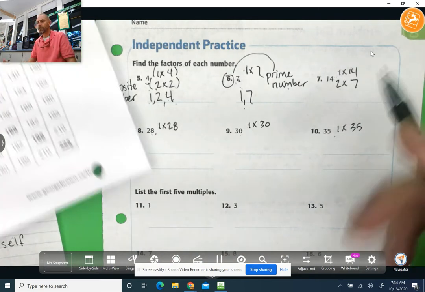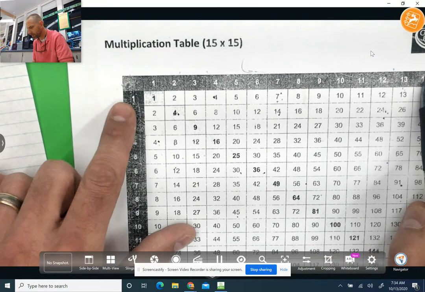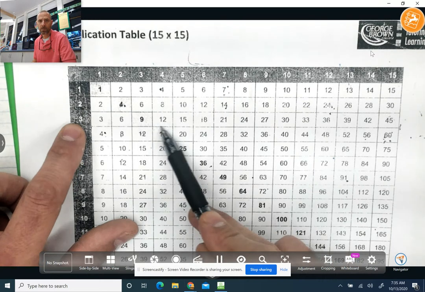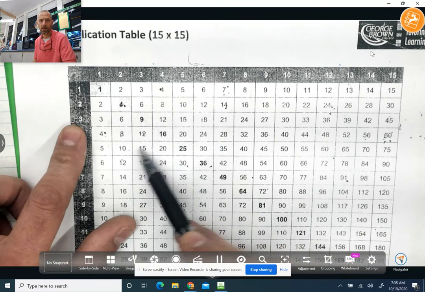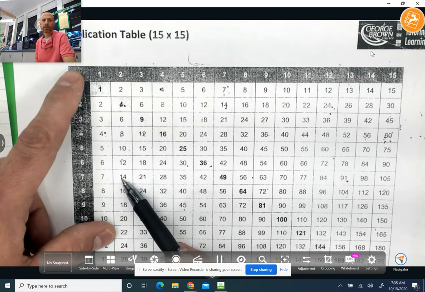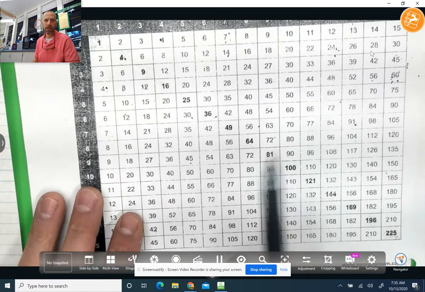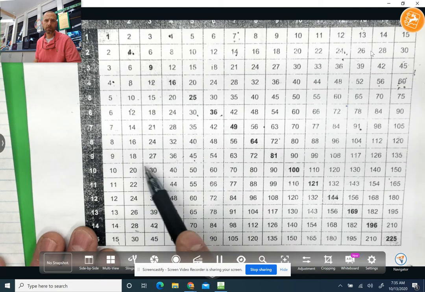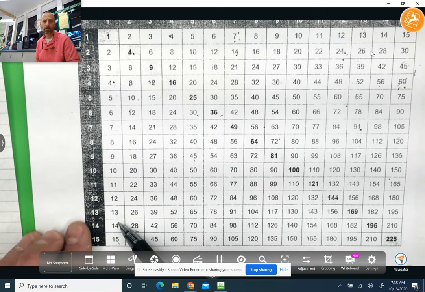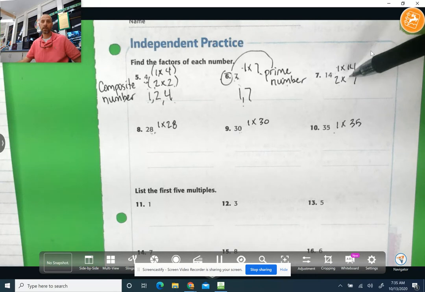Let's see if there's any other factor pairs. I'm just scanning. 14 times 1, already got it. 7 times 2, already got it. No 14 here. It goes from 12 to 15, 12 to 16, 10 to 15, 12 to 18. Oh, boom, there's a 14. But we already have it. 7 times 2 is 14. Then we have 8 to 16. No 14. Oh, there's a 14. 14 times 1. And we already got that too. So we're done. 1 times 14 and 2 times 7.